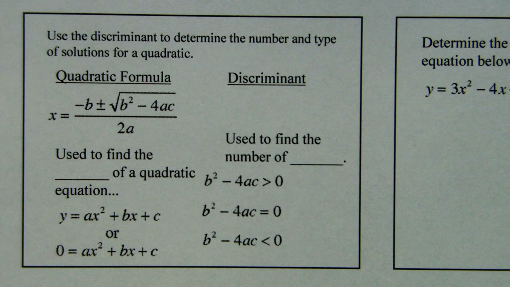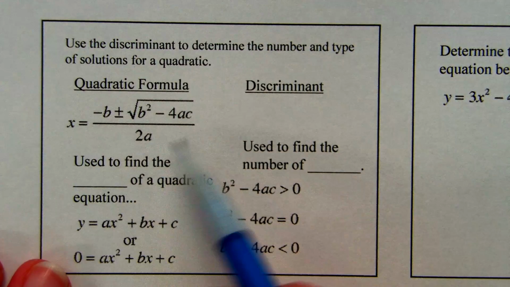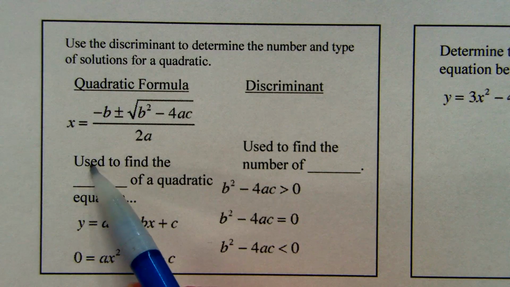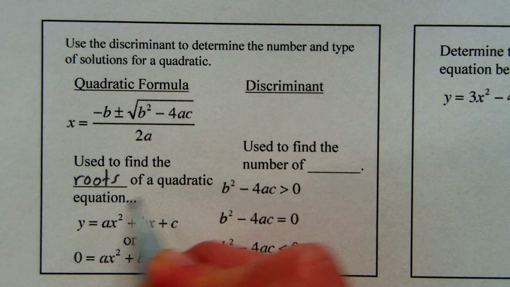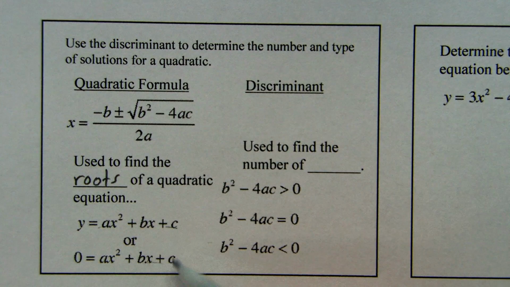Well, this gives us a little bit of different information about the discriminant. So it's just a little fill in the blank, and this will go pretty quickly. On the next page, they give us the quadratic formula again, and remind us it's used to find the roots, which is also called zeros of a quadratic equation. They show us what that looks like, the ax squared and bx and c.